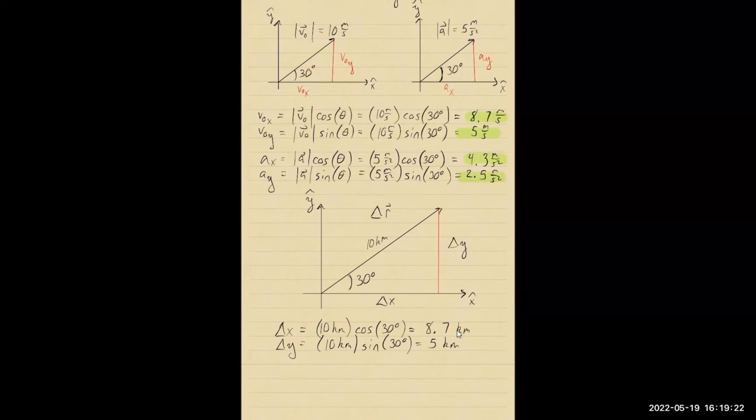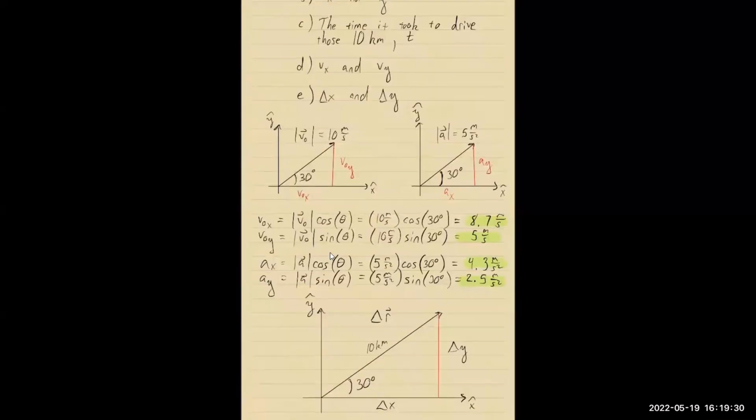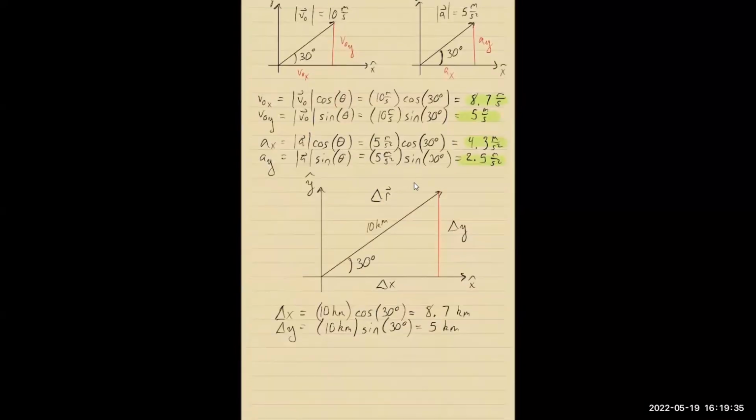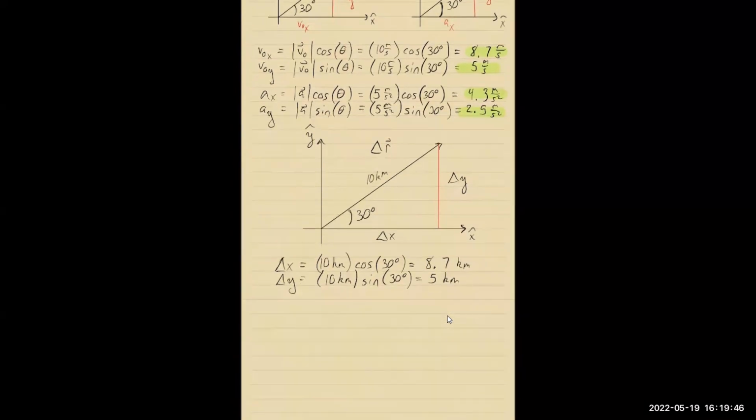So I think at this point it would be fine to leave things in terms of kilometers, but we would like to use this information to help us solve for how long this drive took. Right, we're trying to find t. So we want to convert from kilometers into meters, because that's one of the units that we always want to be working in. So we know that 1 kilometer has 1,000 meters in it. So delta x is equal to 8.7 kilometers. And we know that there are 1,000 meters in 1 kilometer.